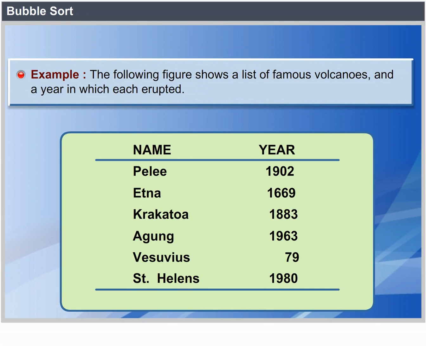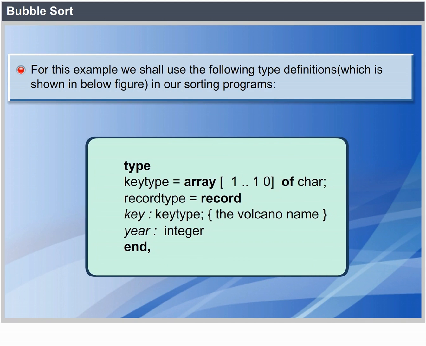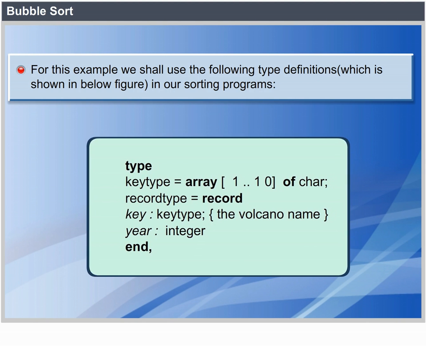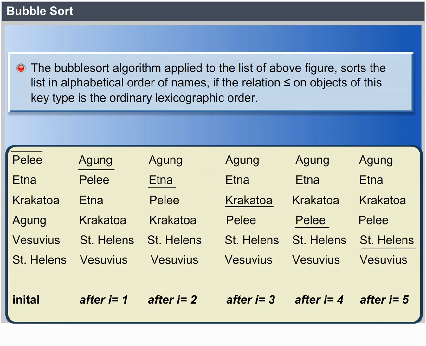For example, the following figure shows a list of famous volcanoes and a year in which each erupted. For this example, we shall use the type definitions shown in the figure below in our sorting programs. The bubble sort algorithm applied to the list of the above figure sorts the list in alphabetical order of names if the relation less than or equals on objects of this key type is the ordinary lexicographic order.